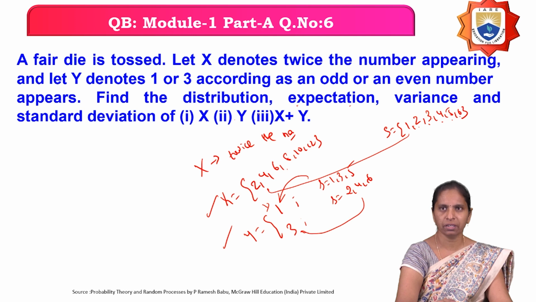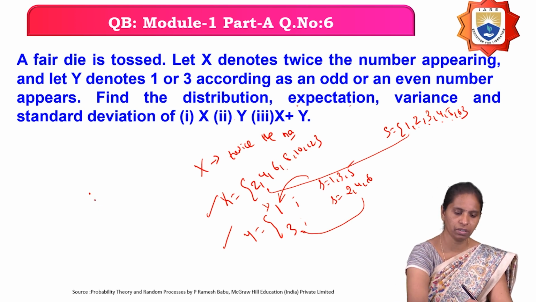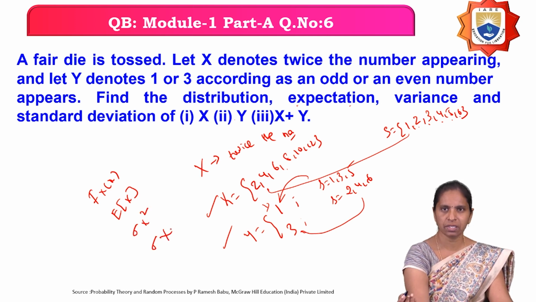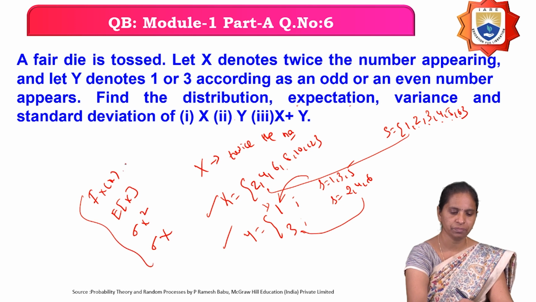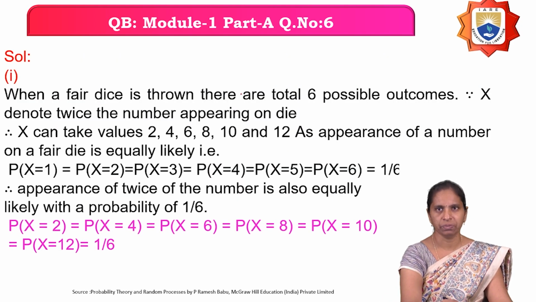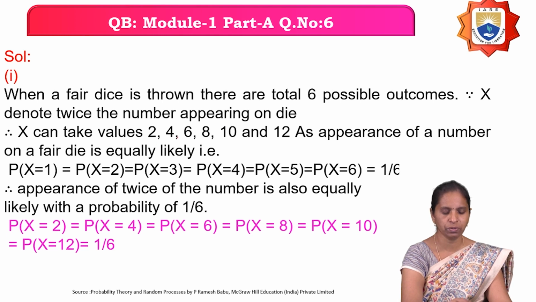Next, what you have to calculate? You have to calculate the distribution function F of x, the expectation E of X, the variance sigma x square, and the standard deviation sigma x for the random variable X, then for the random variable Y and for the random variable X plus Y. So we'll go for the first problem. What are the X values here? 2, 4, 6, 8, 10 and 12, because it is twice the number on the die.